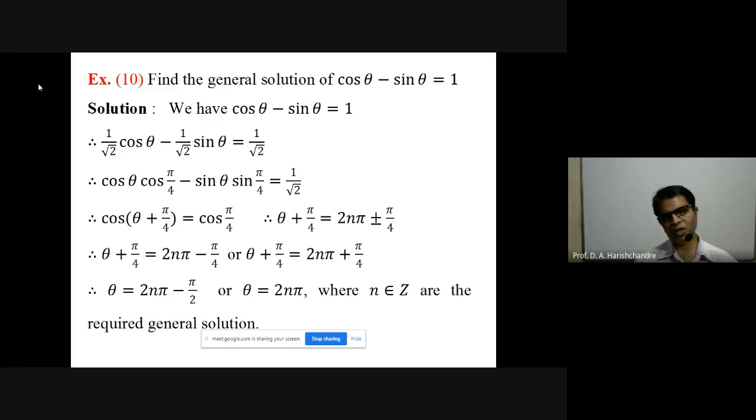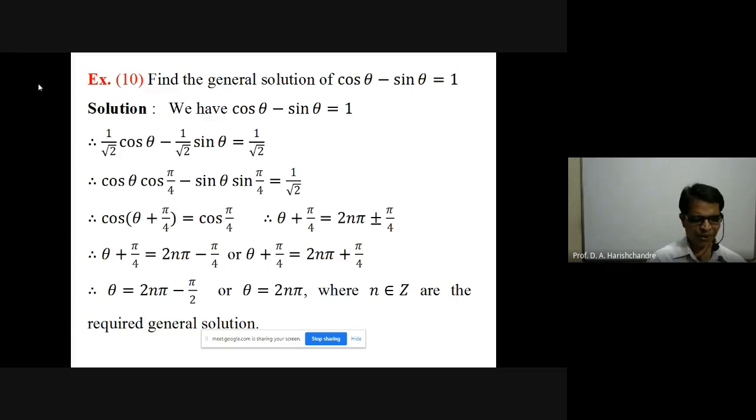So that our trigonometric equation matches the form cos theta is equal to cos alpha, and its solution will be given by theta plus pi by 4 is equal to 2n pi plus or minus pi by 4. It will separate into two equations by taking plus and minus signs. Theta plus pi by 4 is equal to 2n pi minus pi by 4, or theta plus pi by 4 is equal to 2n pi plus pi by 4.